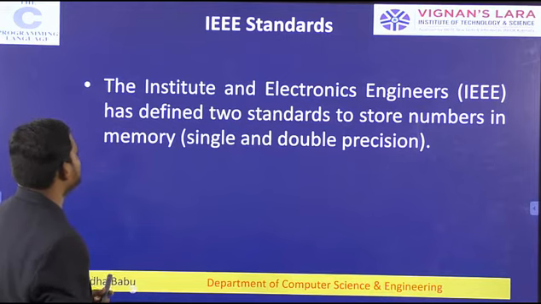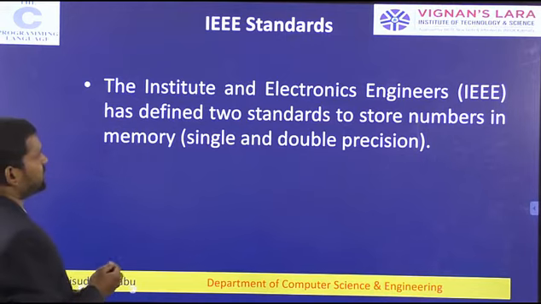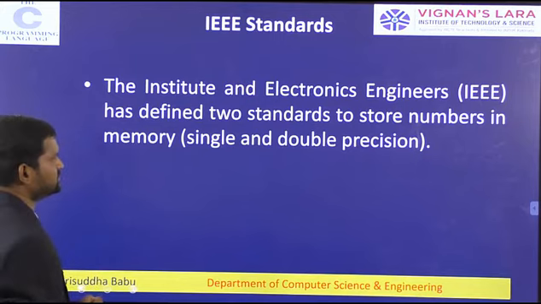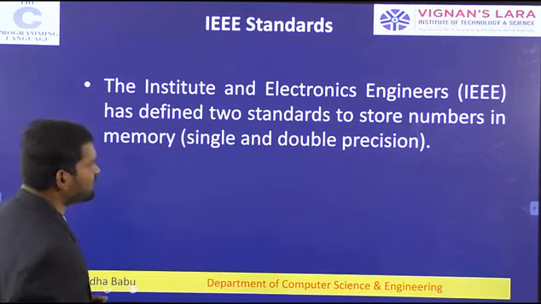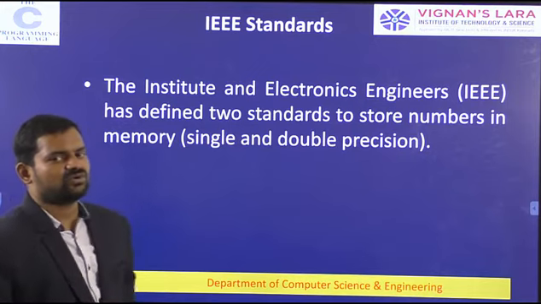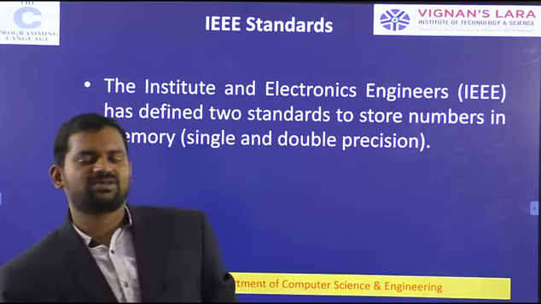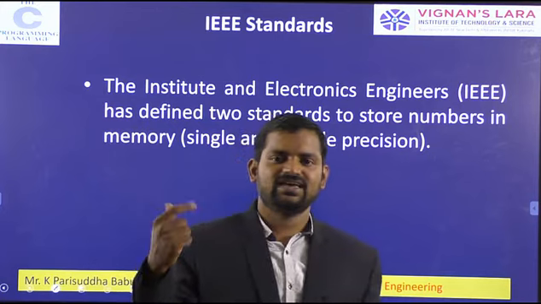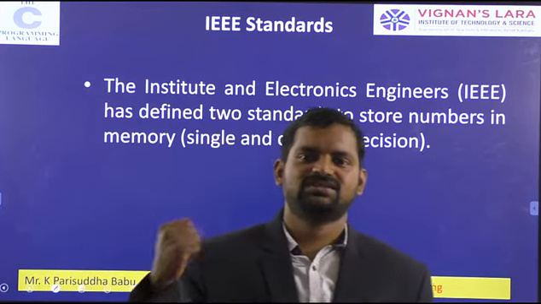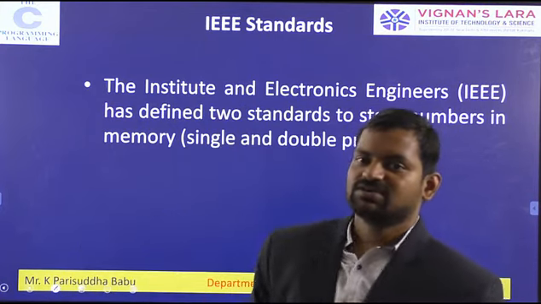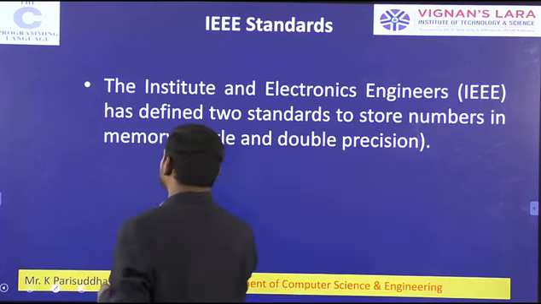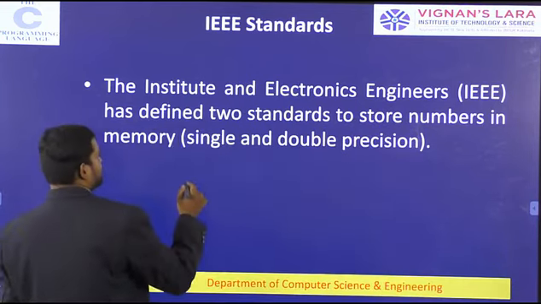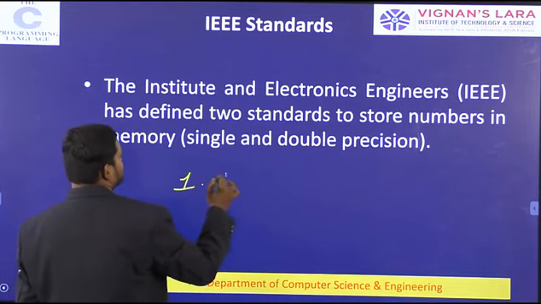IEEE, the Institute of Electrical and Electronics Engineers, has defined two standards to store numbers in memory: single and double precision. The real numbers are stored with sign, magnitude and power.